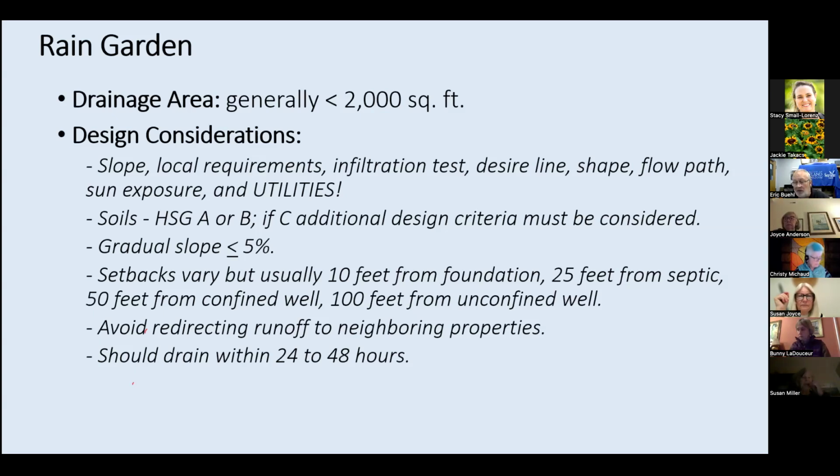There's that warning again, do not direct that onto neighboring properties, and it needs to drain within 24 to 48 hours or everybody's money has been wasted. You're going to drown the plants and you're going to invite mosquitoes and lots of phone calls because somebody's going to want somebody to come out and fix it because it's not working. So you always have to go into these with a lot of forethought and a lot of preparation and doing an assessment before you just drop a rain garden in.